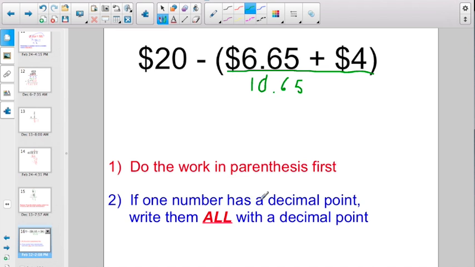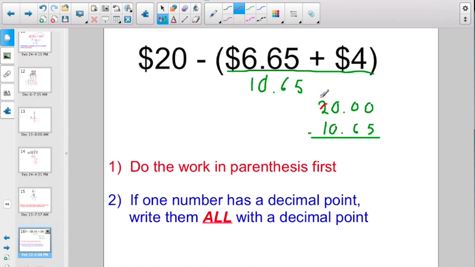But if one number has a decimal point, you got to write them all with a decimal point. So I'm going to take my $20, but I'm going to have to write it in with a decimal point and put in 2 zeros. Then I'm going to take that $10.65 that I wrote kind of messy up there, and I'm going to go and line it up at the decimal points, right? Now I am ready to go ahead and subtract. I have $20 minus $10.65.